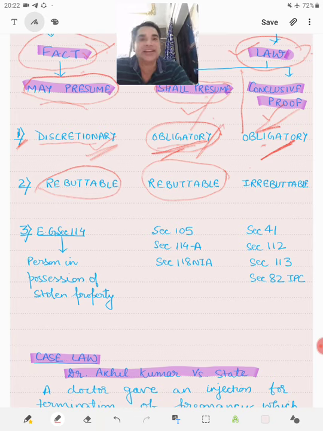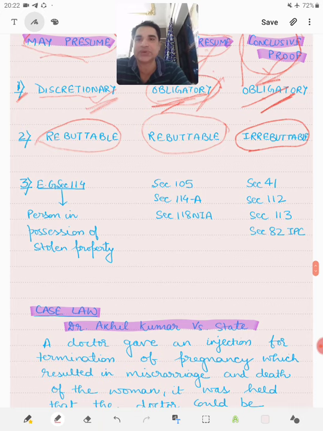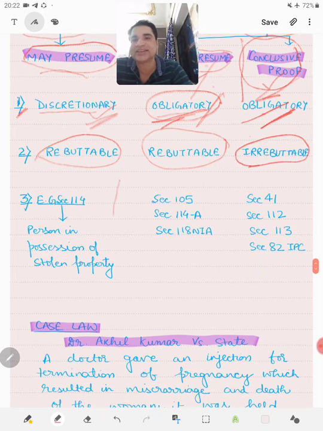But wherever there is conclusive proof, then it is obligatory as well as irrebuttable. The opposite party is not at freedom to give any evidence to disprove it. Now, there are certain examples to it. For may presume, examples are under Section 114 of the Indian Evidence Act.